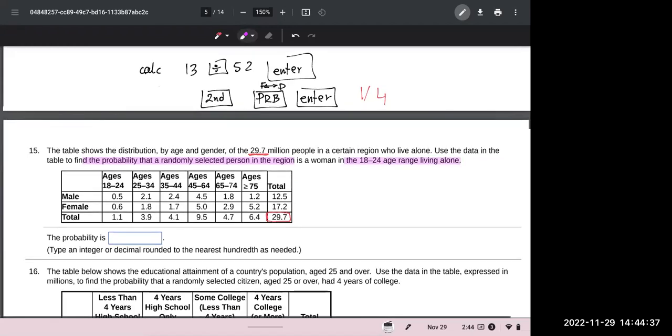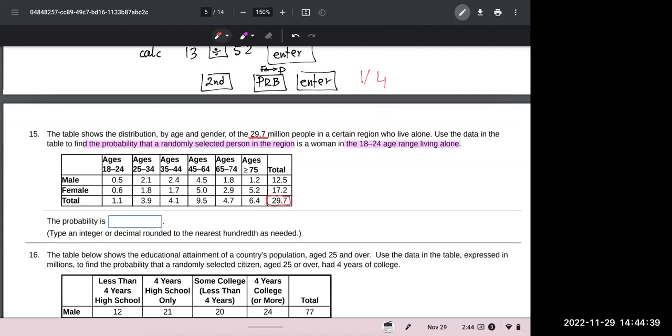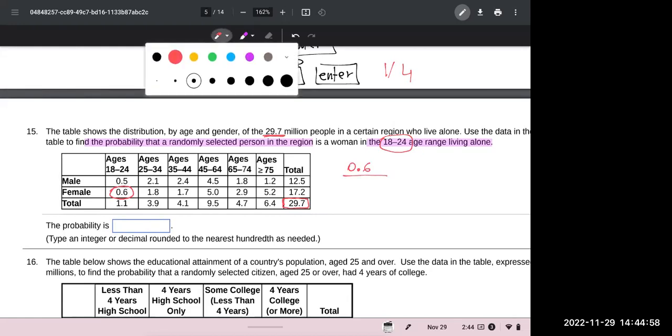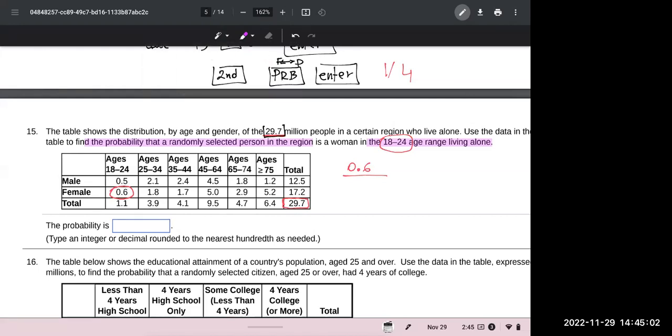Okay, so probability that I will select a woman in that age, 18 to 24. So when you look in the table, woman, so that will be female, age 18 to 24. So that will be 0.6 divide by total. You always in probabilities divide by total. So the total amount of people in that table, it's 29.7. This is the number right here in the corner.